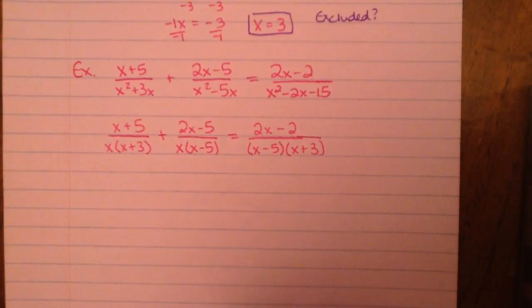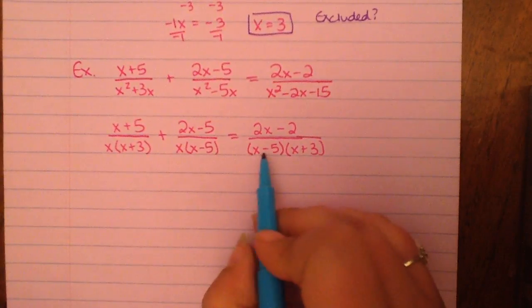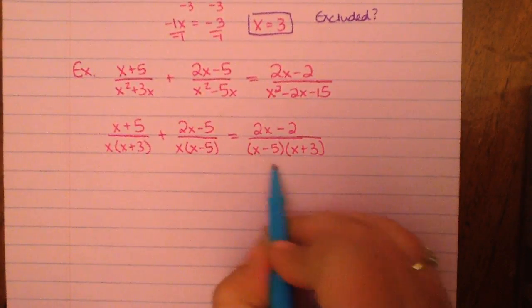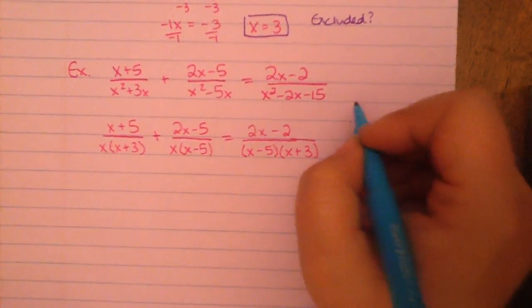So, oh, I didn't leave enough space here. What was I thinking? So now I need to look for my common denominator. Let's double check that that works: x squared, 3x, minus 5x, minus 15. So yes, that would work.